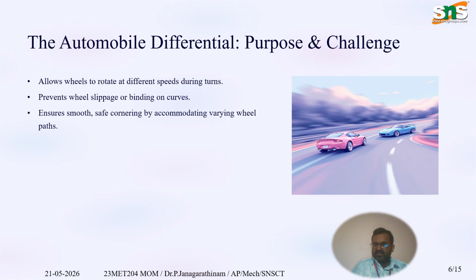Now, the automobile differential. Its purpose, and this is the challenge, is to allow the wheels to rotate at different speeds during turns. The differential is used in automobile vehicles like cars. Wherever we are turning our car, the differential is used and allows the wheels to rotate at different speeds during turns. It prevents wheel slippage and binding on the curve, and ensures smooth and safe cornering by accommodating varying levels of wheel travel.